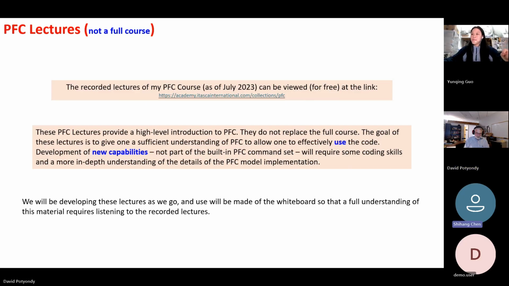What I'm mentioning here is that the whole idea is to reach a point where you can be an effective user of the code. I think of the code as a tool. You want to build a table and there are various tools in your wood shop that you're going to use to do this.